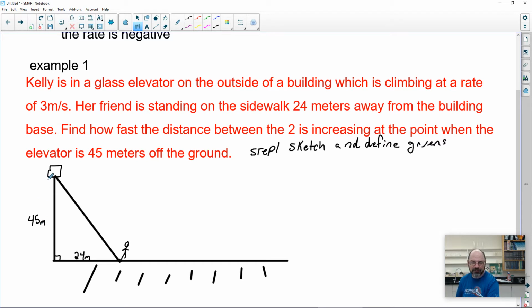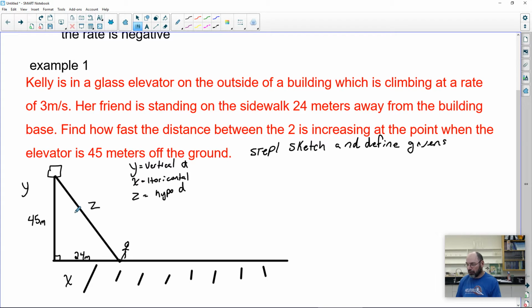So let's define some variables. Let's call this horizontal distance x, this vertical distance y, and this hypotenuse distance z. So x, y, and z. The relationship between x, y, and z: y is the vertical distance, x is the horizontal, and z is the hypotenuse distance. So that's our diagram there.